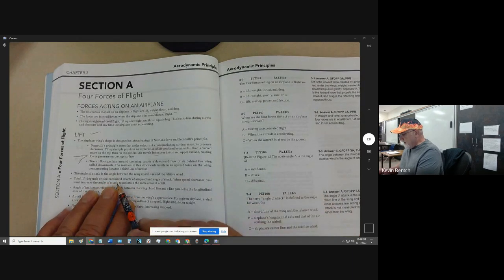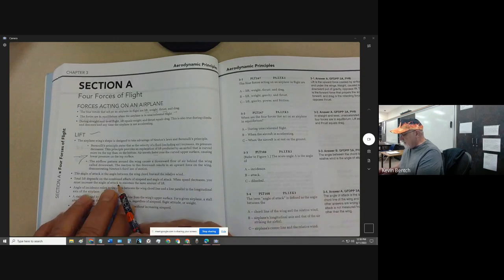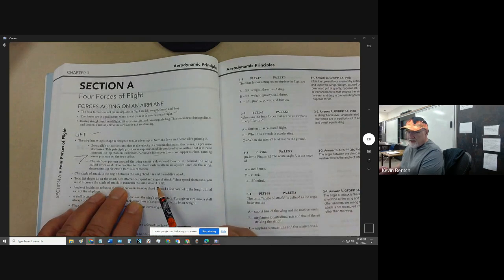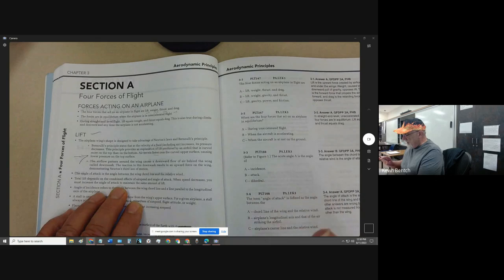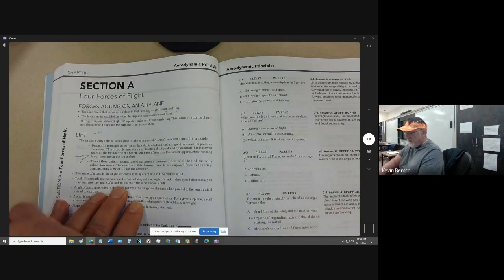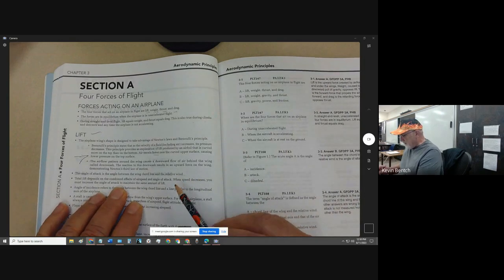Total lift depends on the combined effects of airspeed and angle of attack. When speed decreases, you must increase the angle of attack to maintain the same amount of lift. And you know that. When you get to slow flight, you've got to lift the nose of the airplane, and the outside picture changes because you had to do that to keep the plane from decreasing in altitude.